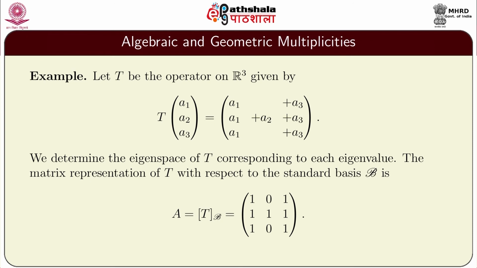Let T be the operator on R3 given by T(a1, a2, a3) is equal to (a1 plus a3, a1 plus a2 plus a3, a1 plus a3). It is written in the column matrix form. Now, we determine the eigenspace of T corresponding to each eigenvalue. If we choose the standard basis B for R3, then the matrix representation of T with respect to the standard basis is given by this matrix A, which is a 3 cross 3 matrix whose first row is 1 0 1, second row is 1 1 1 and the third row is 1 0 1.